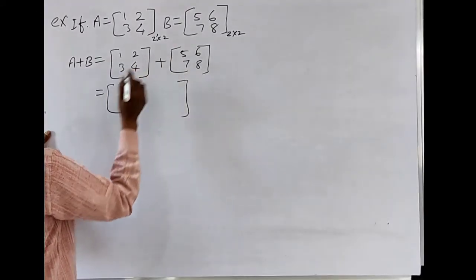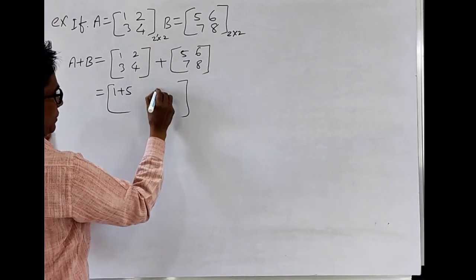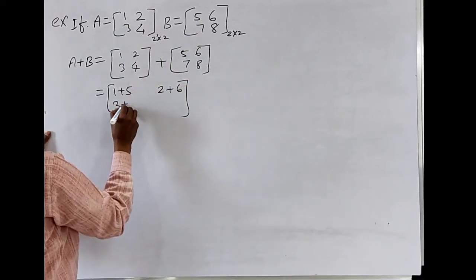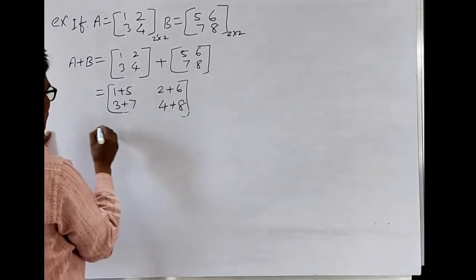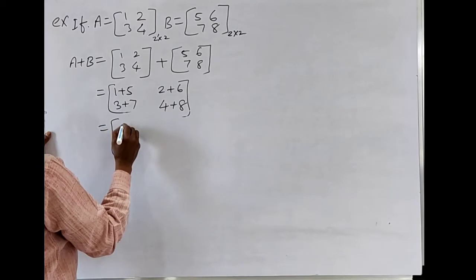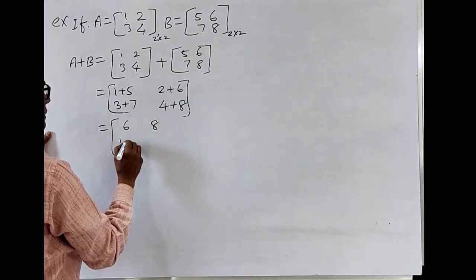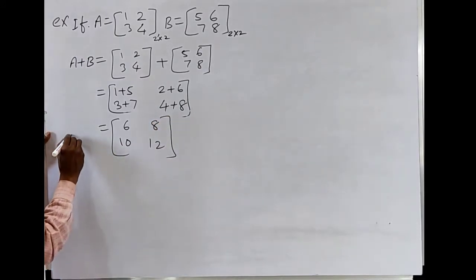First element with first element, 1 plus 5, second with second, 2 plus 6, third with third, 3 plus 7, and fourth with fourth, 4 plus 8. So it will be 1 plus 5 is 6, 2 plus 6 is 8, 3 plus 7 is 10, and 4 plus 8 is 12. So this is A plus B.